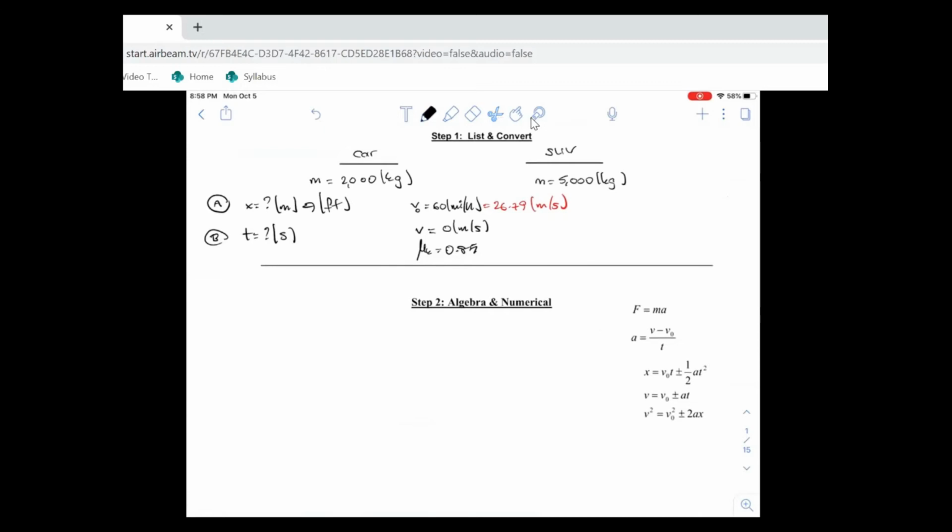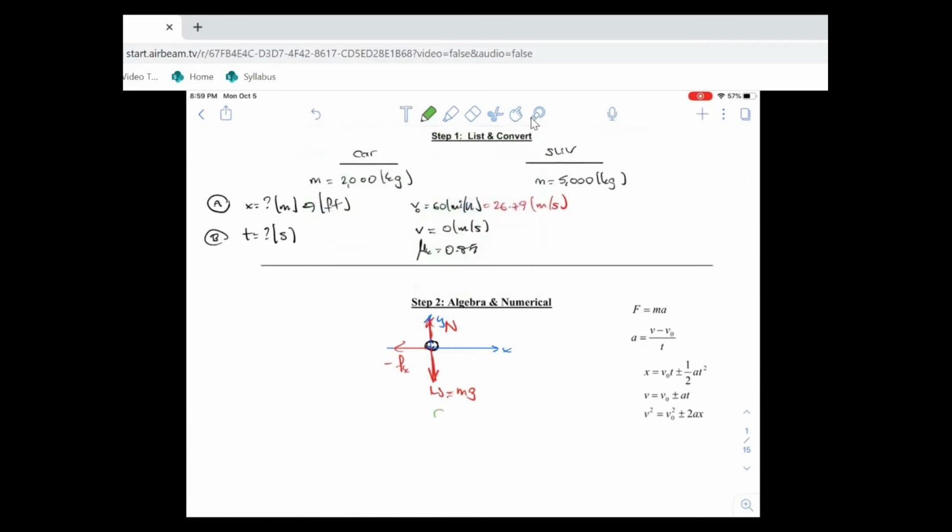Before I attack the problem, let me do a force diagram. Makes it easier to visualize things. Okay, X and Y coordinates. Force of friction, the kinetic frictional force. This thing is going to have weight, and then there's going to be normal force. Okay, so those are the forces.